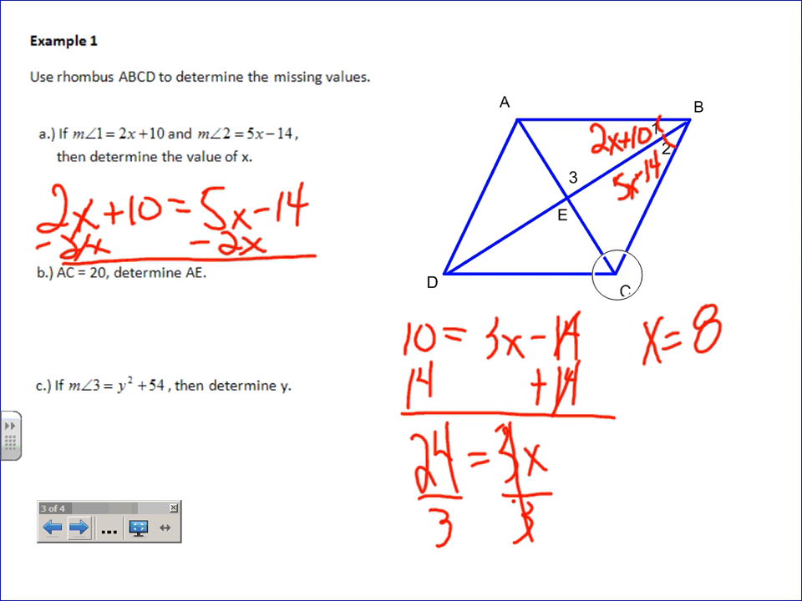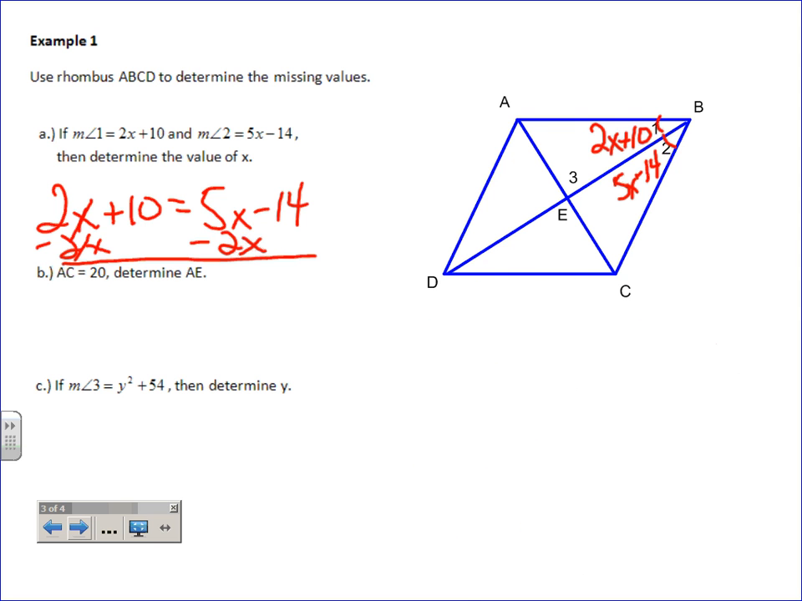And so I'm going to erase this. Hopefully you got that down so that we can work on the next one. So this one says that AC is 20. So that one right there is 20. We'll just make a note over here. Then determine AE is the question.